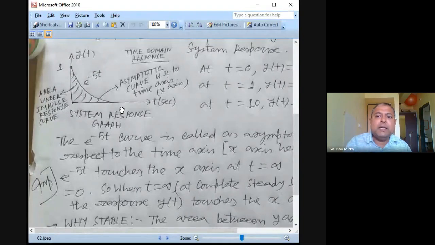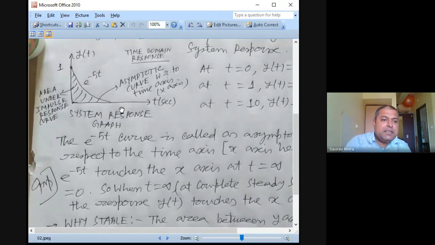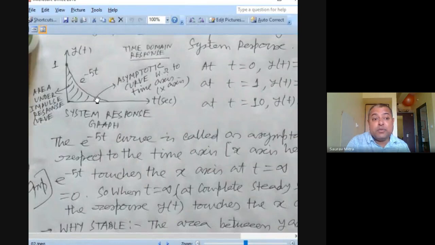Asymptotic means, for those who are having pen and paper, you can write down: asymptotic means they touch each other at t is equal to infinity. In this case, they are touching each other, e raised to minus 5t and this x-axis, whose equation is y is equal to 0. So this y is equal to 0 line, or y(t) is equal to 0 line, and e raised to minus at, where a can be anything, 5, 7, 9, anything. So e raised to minus at and y(t) are called asymptotic because they are touching each other at t is equal to infinity. Hence this is an asymptotic curve.